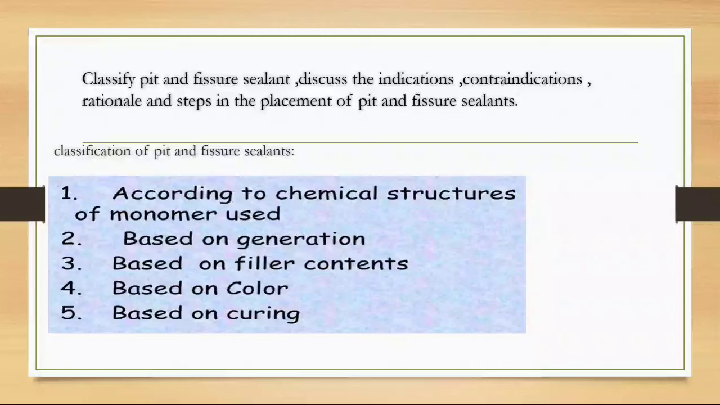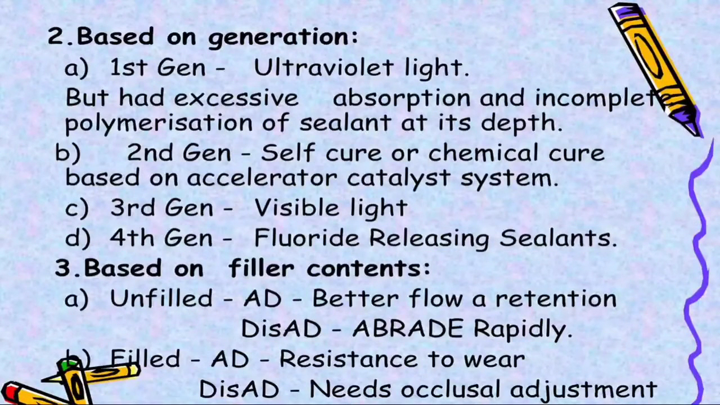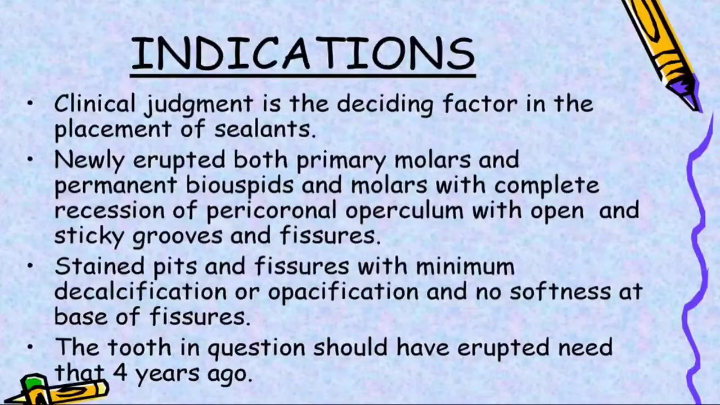One is classification. We have many classifications based on chemical structure, generation, filler content, color, and curing. Chemical structure: MMA, TEGDMA, BIS-GMA. So all those things. Then first generation, second generation, third, fourth. Third is visible light, fourth is fluoride releasing, second is self-cure, first is ultraviolet. Then unfilled one, filled one, clear, tinted, colored, autopolymerizing or light cure polymerization.